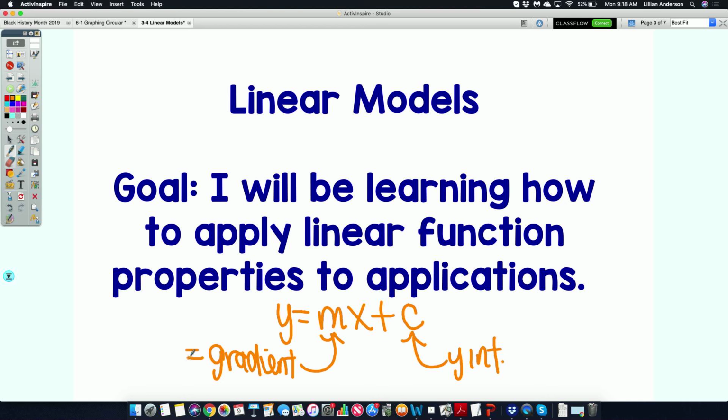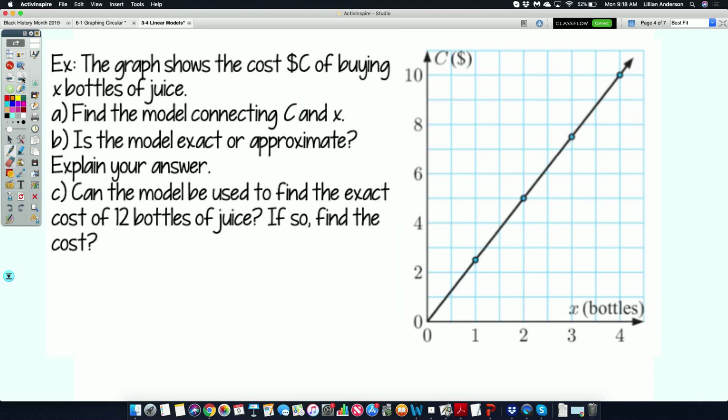Remember, gradient is the change of your y's over the change in your x's, or basically rise over run. Okay? It's going to be very helpful when we're looking at these different types of examples that deal with linear models. So, two variables are linearly related if the graph connecting them is a straight line, like this example here. The graph shows the cost, C dollars, of buying x bottles of juice. Now, before you start looking at the questions, look at the graph. As you can see, your x-axis represents your number of bottles, and your y-axis represents the cost of the bottles purchased. So right here, cost represents the y in your equation, and bottles still represent your x.